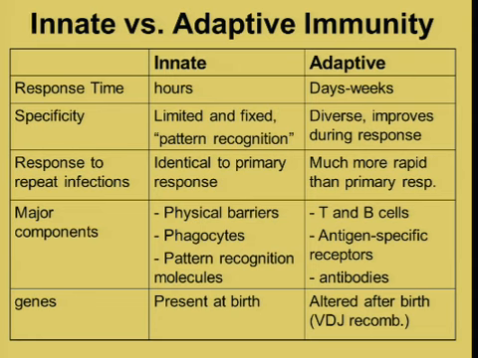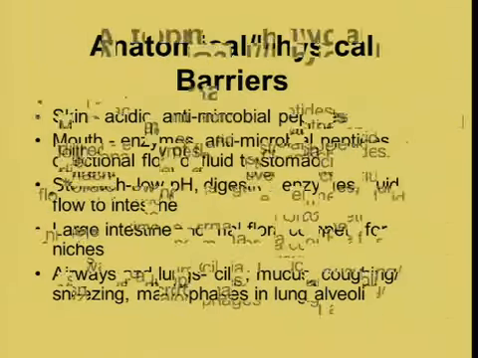Now, the genes involved in the components that participate in these immune branches are present at birth, but in the adaptive immune system they are altered after birth. And we went through the mechanism by which these specificities are randomly created.